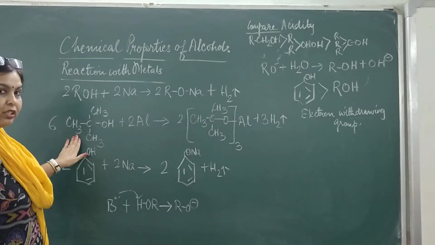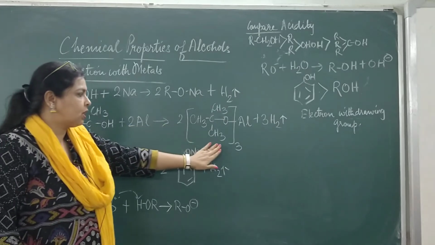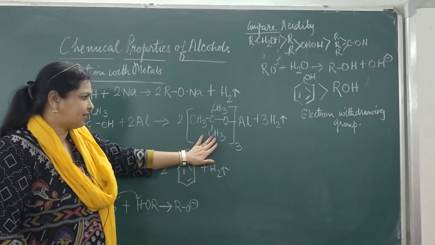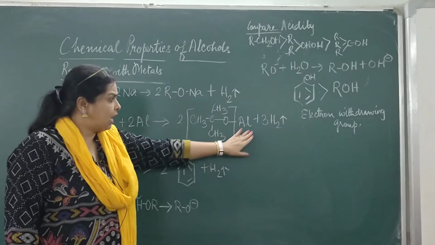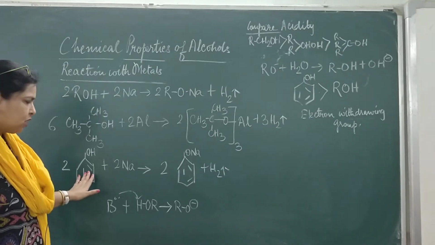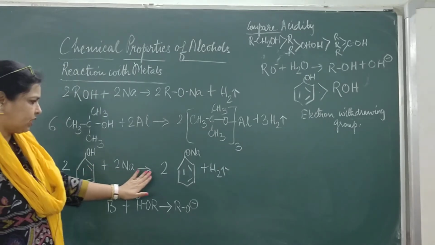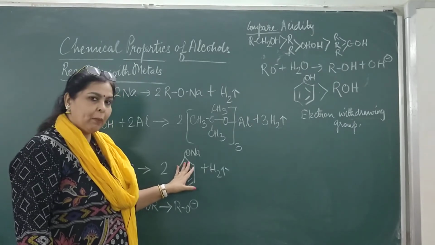Similarly, if I take a tertiary alcohol, it reacts with aluminum to form trialkoxide aluminum. Why 3 here? Because aluminum has a valency of 3 and hydrogen is released. Similarly, phenol, when it reacts with sodium, forms sodium phenoxide.